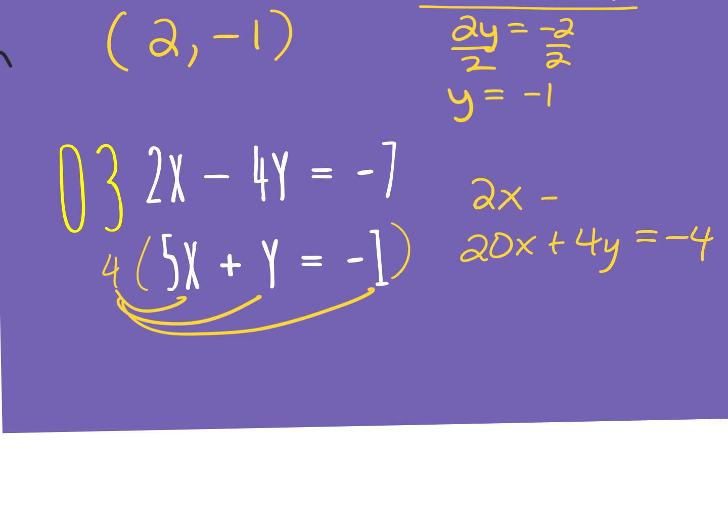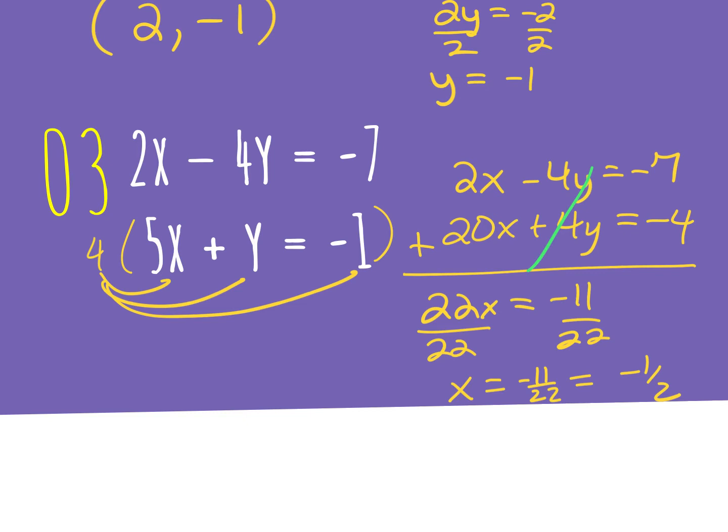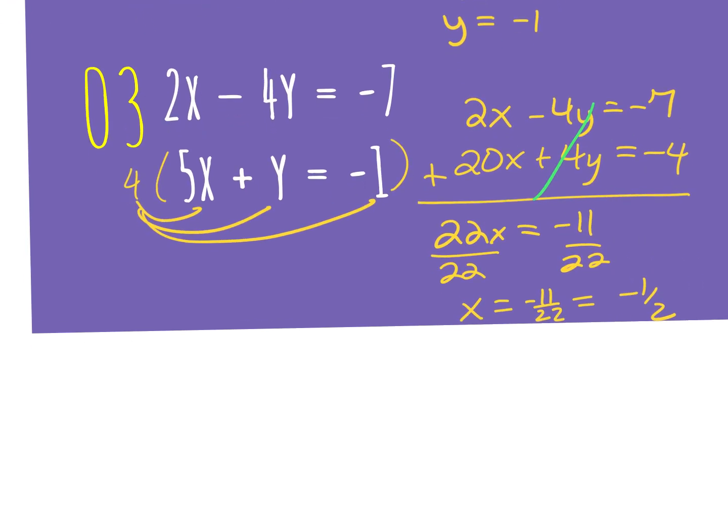So now I'm going to rewrite the other one on top. I'm going to add my 2 equations together. Notice my y's cancel. I'm now left with 22x is equal to -11, divide by 22, and x equals -11/22, which will reduce to -1/2. I now need to take that -1/2 and plug it back in for x into one of my equations. And again, it doesn't matter which. I'm going to do it to the first one because it's actually going to get that the 2 will cancel.